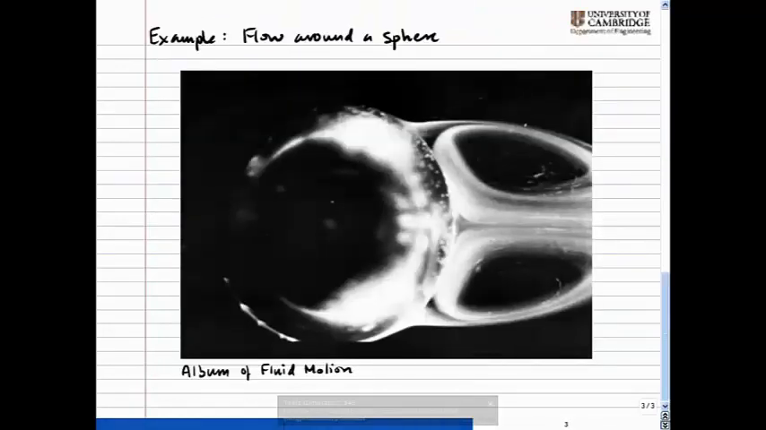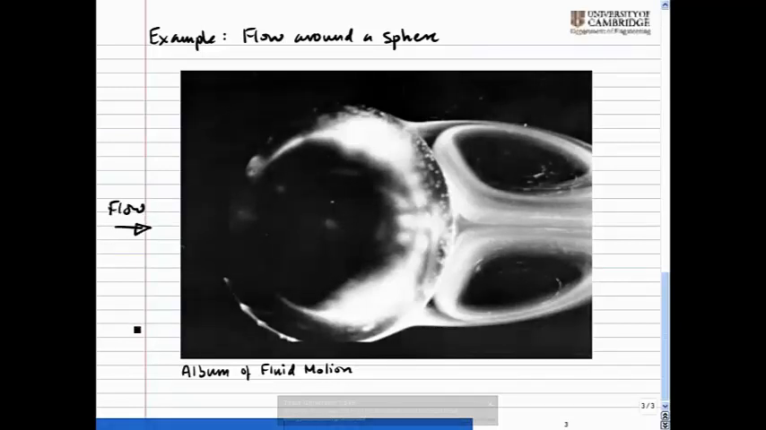This is taken from an album of fluid motion. This is a sphere, a metal sphere that's been coated in condensed milk, of all things, and then placed in a flow from left to right. Now we can see in this picture the sphere. I'll just draw it around the front. It looks something like that.